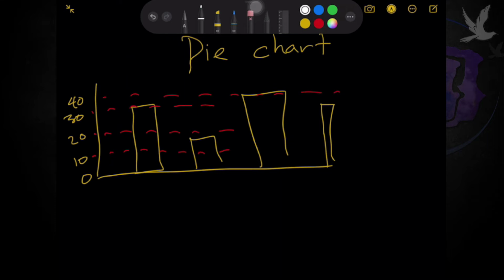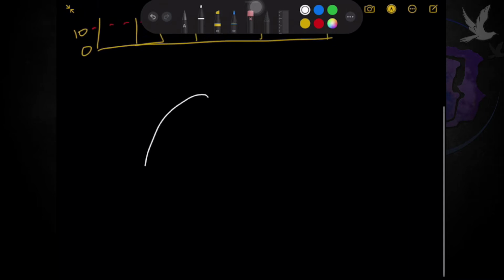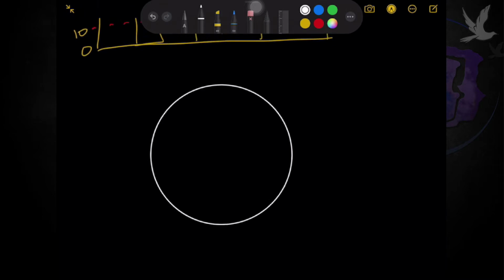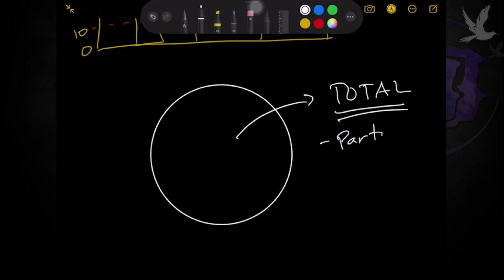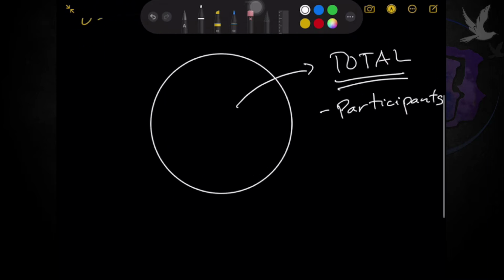Sa pie chart naman, they basically make use of the circle instead. Circle ang ginagamit natin dito as data reference, in which this circle represents your total. Total what? Depende sa topic. Total participants, pwedeng participants. Yung mga nagjo-join, okay? For example, total number of animals, 'di ba? So for example, yung pie chart nyo, this represents the total number of animals in a zoo. So ganyan yung mga basic.